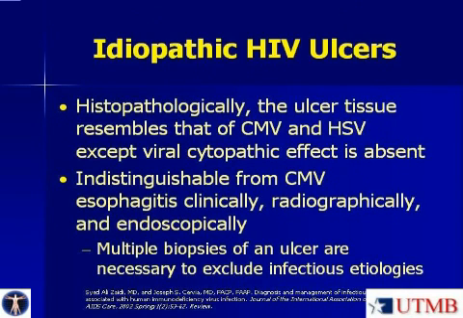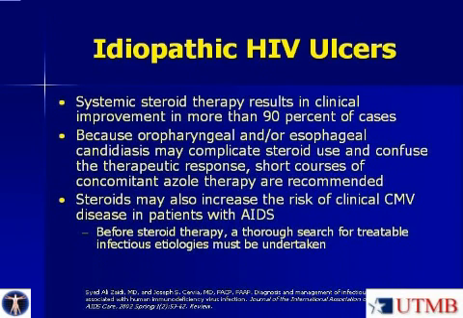Histopathologically, the ulcer tissue resembles that of CMV and HSV, except viral cytopathic effect is absent. HIV ulcers are indistinguishable from CMV esophagitis clinically, radiographically, and endoscopically, and thus multiple biopsies of an ulcer are necessary to exclude infectious etiologies. The mainstay of treatment in this condition consists of systemic steroid therapy, which results in clinical improvement in more than 90% of cases.